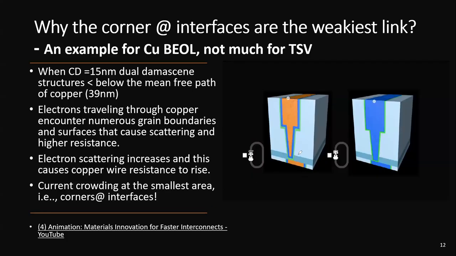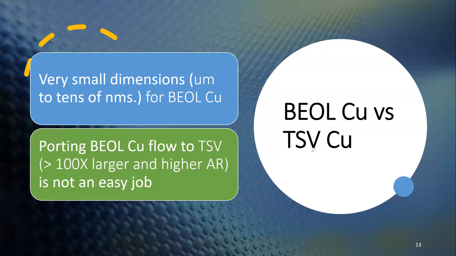So the key message here is that things happen at the worst place, at the smallest area, because the same current is coming down, right? You have the same number of electrons coming down at any given time, and then they have to go through these small places. No wonder they have a problem: you're going to slow down and heat up. And that's where the problem starts. So with that in mind, let's go into TSV. They are all copper.